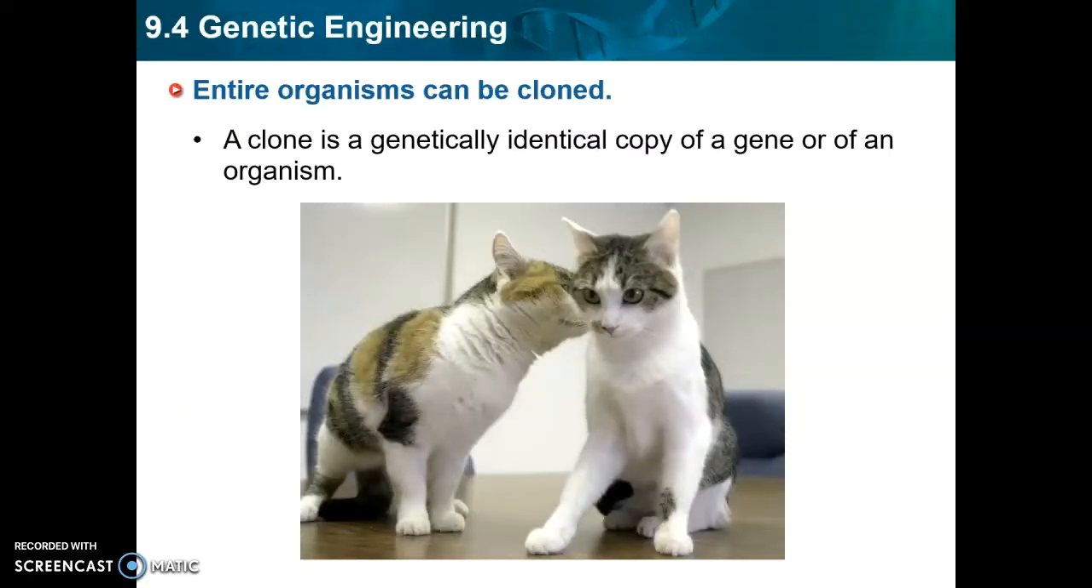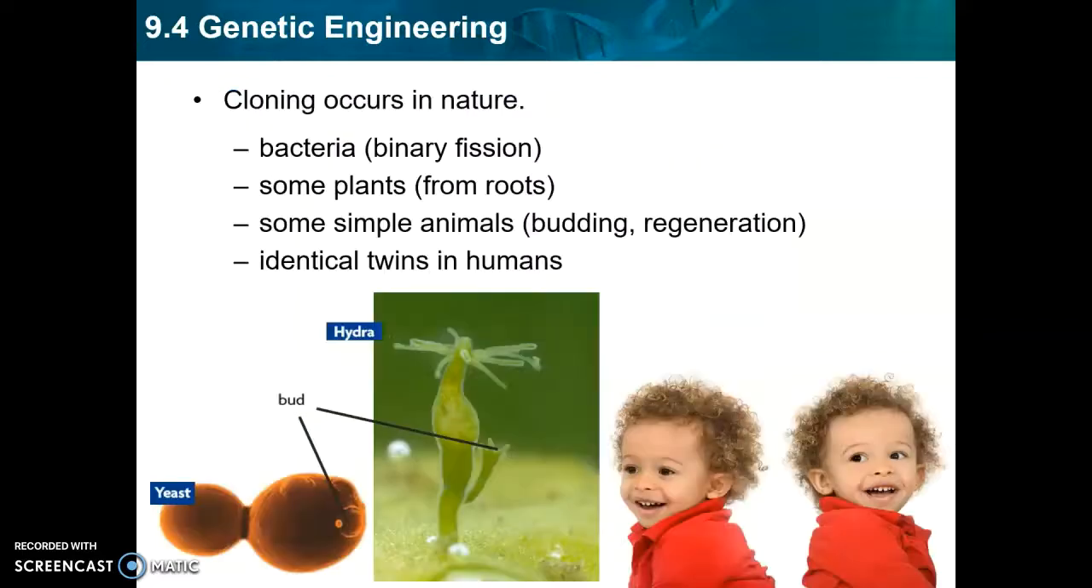Our next topic is going to be that of cloning. Now, a clone is simply a genetically identical copy of an organism. And this is something that we tend to think of happening in a lab, but it does actually occur in nature. Bacteria clone themselves through binary fission. Plants can clone themselves. They can send their roots out, and then another shoot will grow up far away from that original parent plant. Well, that would be a clone, and it's genetically identical to the original plant.